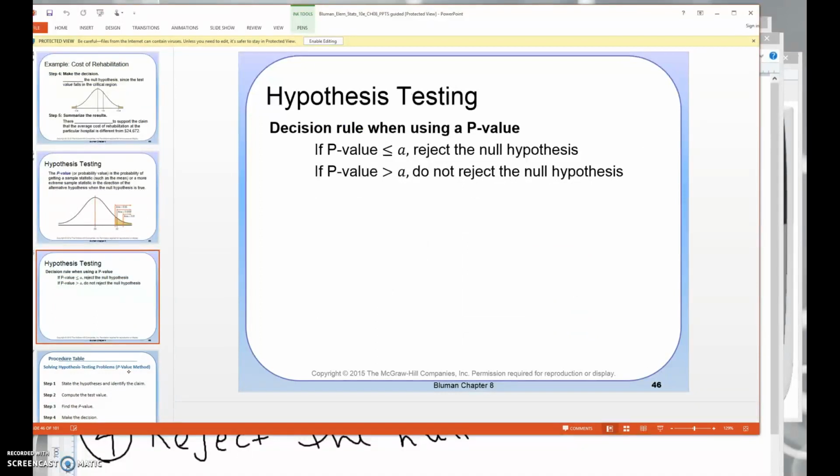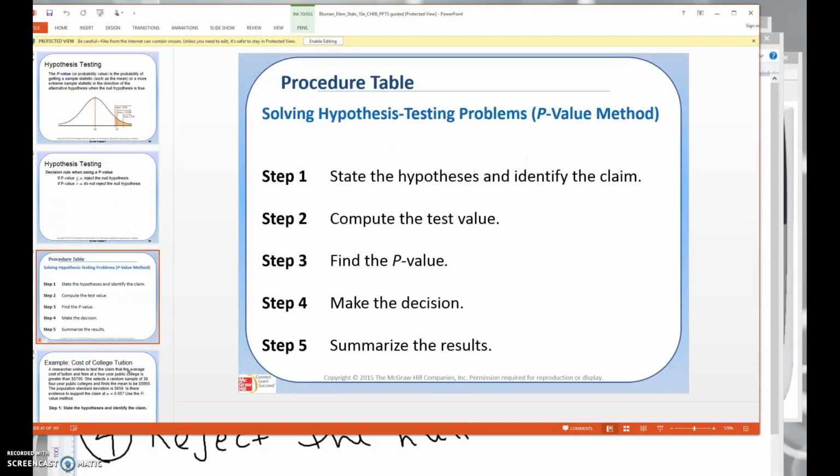Decision rule when using p-value: if the p-value is less than or equal to alpha, we're going to reject the null hypothesis. If the p-value is greater than alpha, do not reject the null hypothesis. Here are the steps for finding the p-value. They're very similar to the z-test method. We compute the test value, then we find our p-value, make a decision, and summarize the results.